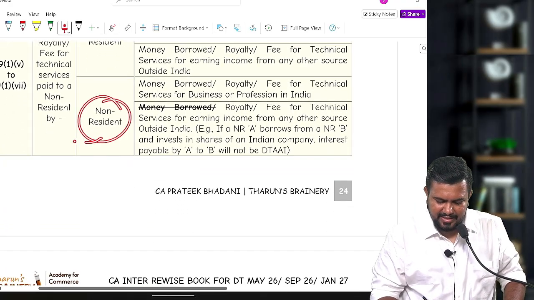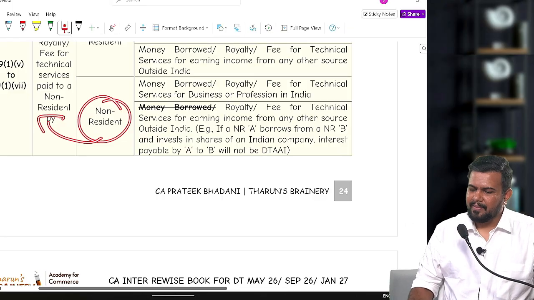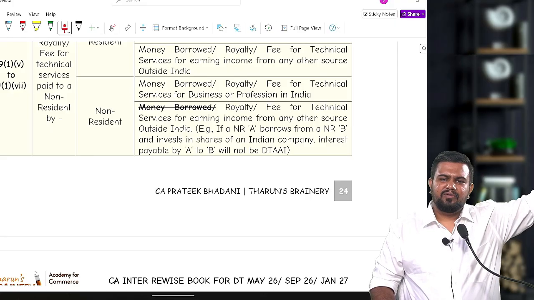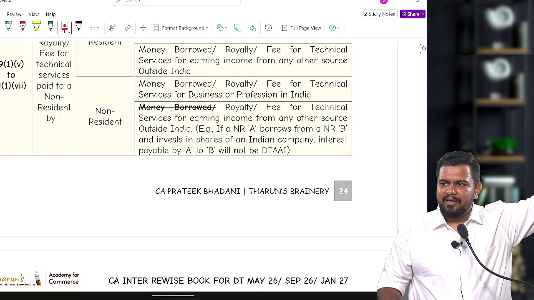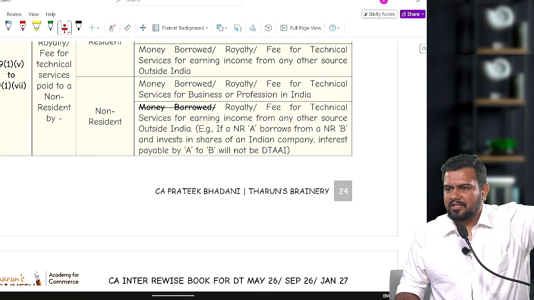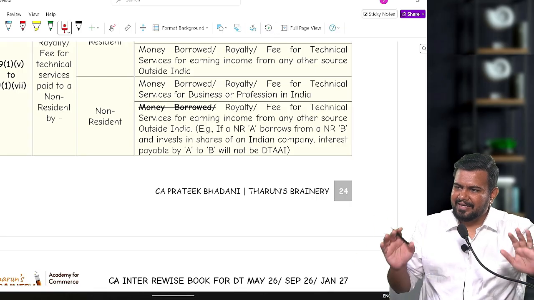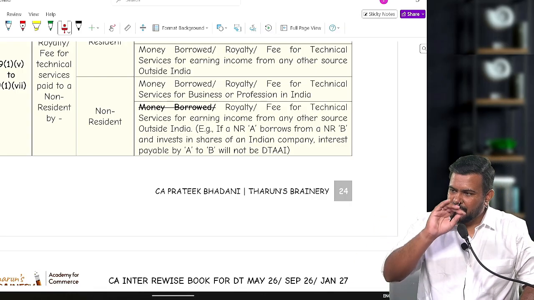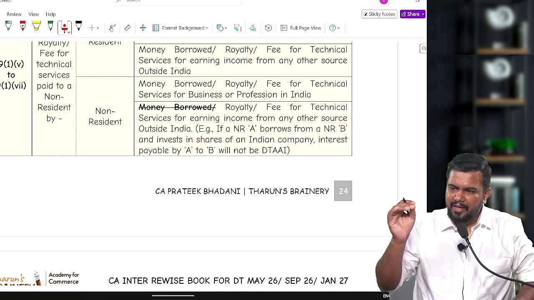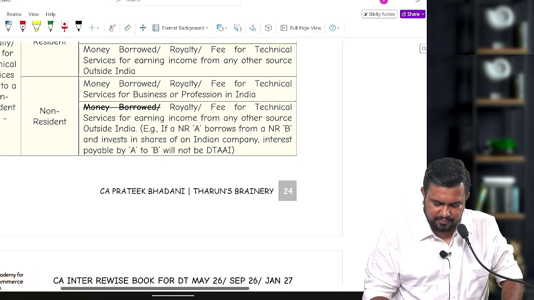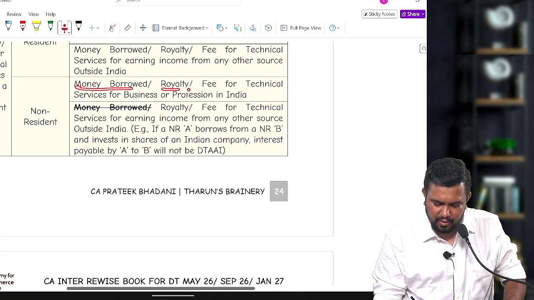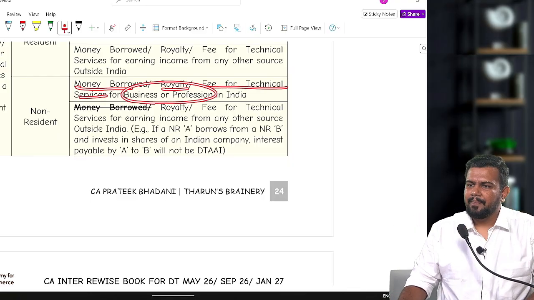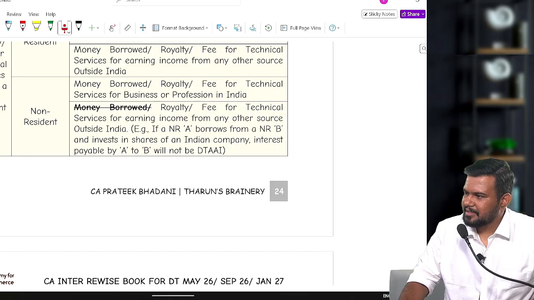Now a non-resident is paying a non-resident. Okay, Biden is paying Trump. In one foreign country, one non-resident is paying another non-resident. Why should we be bothered? So generally, it is not deemed to accrue or arise in India. However, if at all money borrowed, royalty, or fee for technical service is used for business in India, then it will be deemed to accrue or arise in India.